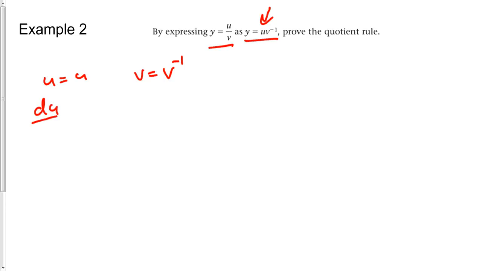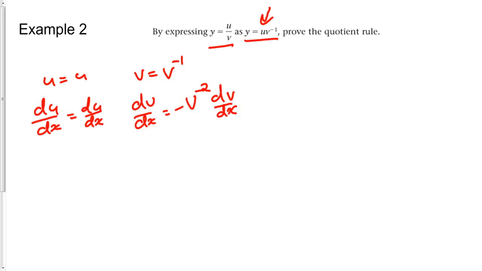So du by dx just equals du by dx. And dv by dx, what we're going to use is minus v to the minus 2 dv by dx, just to show that we're differentiating with respect to v. And then we're going to pop all our four results here into the product rule. So the product rule, if you remember, is u dv plus v du, and of course never forgetting that it's actually dv by dx and du by dx.